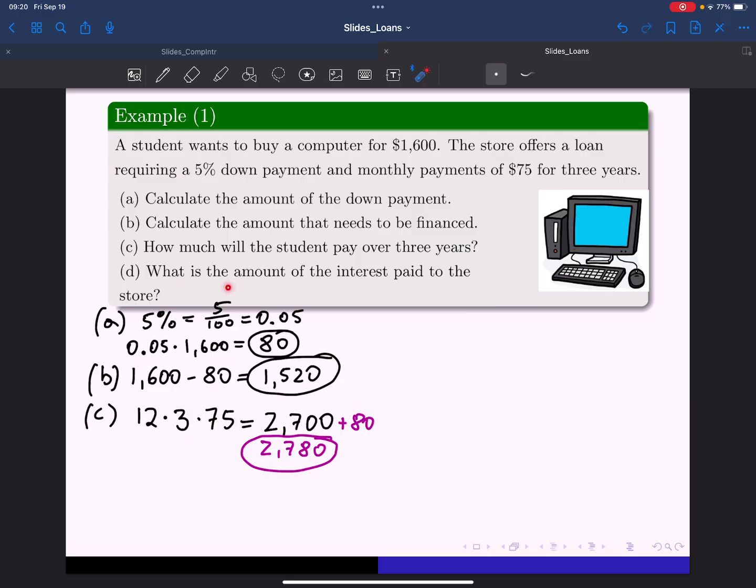Now, what is the amount of interest paid to the store? The computer cost 1,600. The student already paid 2,780. So how much did the store earn in interest? We simply subtract 2,780 minus the cost of the computer. That gives me $1,180. So the interest paid to the store is the difference between what the student paid and the original cost.